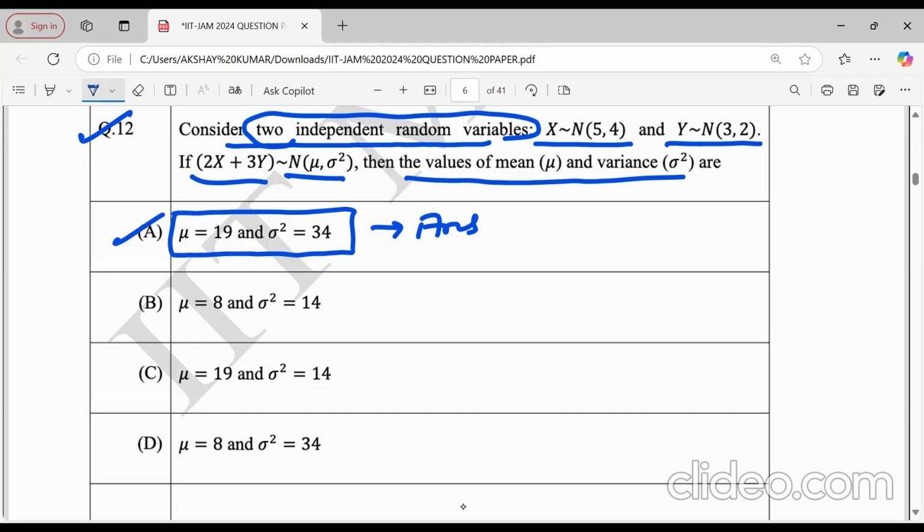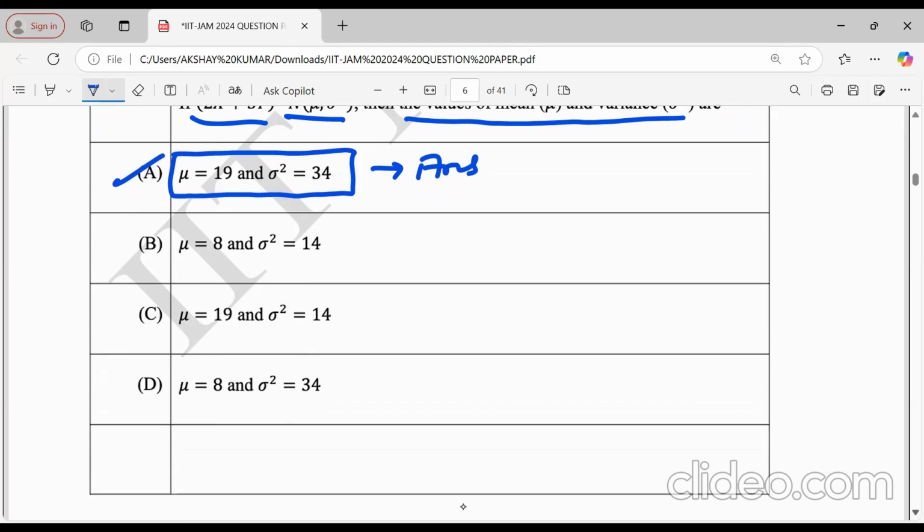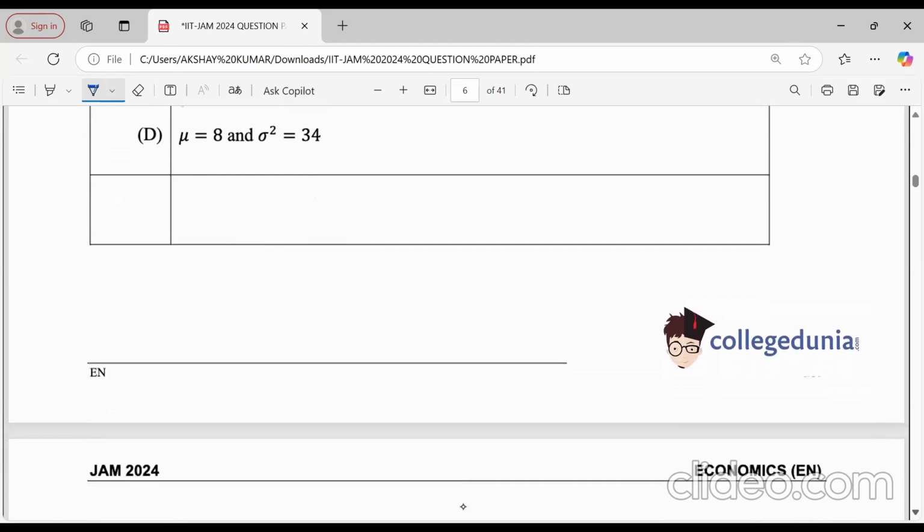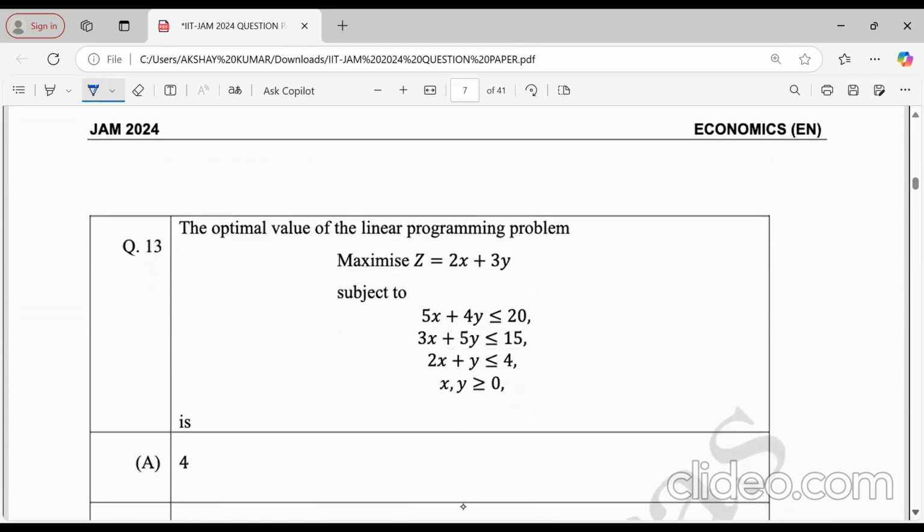Okay, so this is where I stop in this particular lecture. In the next lecture, I'm going to start with the discussion of question number 13. If you look at question number 13, it is clearly a problem based on linear programming, which I have covered in my mathematical methods for economics course within the Iit-Jam economics entrance. So we are going to start with the discussion of question 13 in the next lecture.